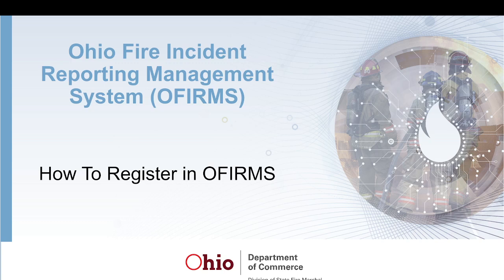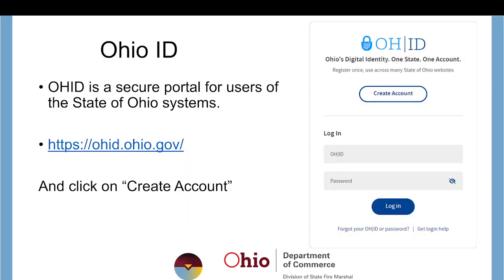The very first thing that you should know is that to get into OFIRMS, you must have an Ohio ID. You can get an Ohio ID by going to ohid.ohio.gov. Once you get to this website, you will see a screen somewhat like the screen on the right that says OHID. You'll click on Create Account. Once you click on Create Account, you'll go through a six-step process on how to create an OHID.